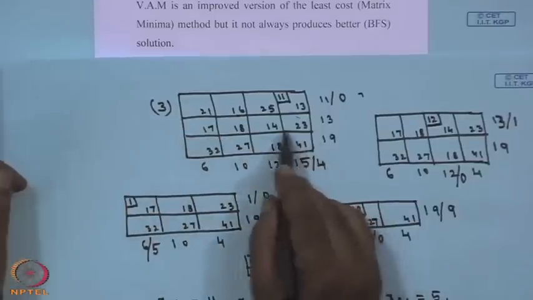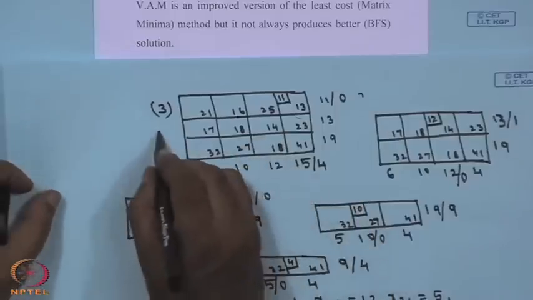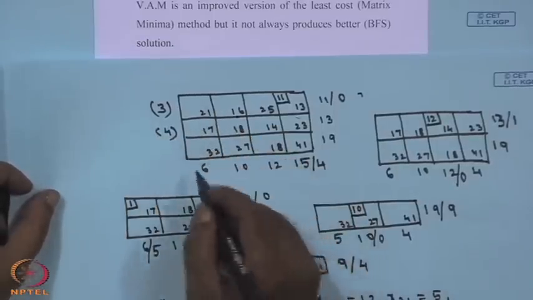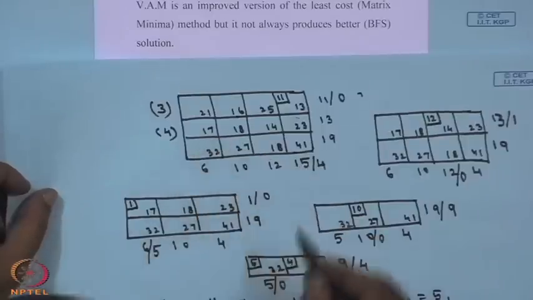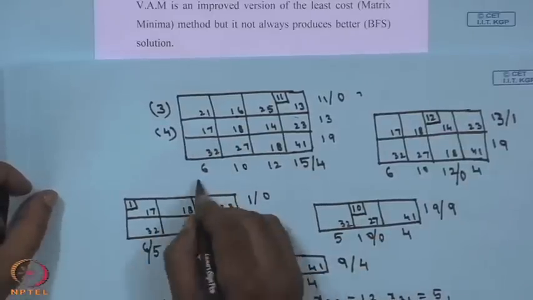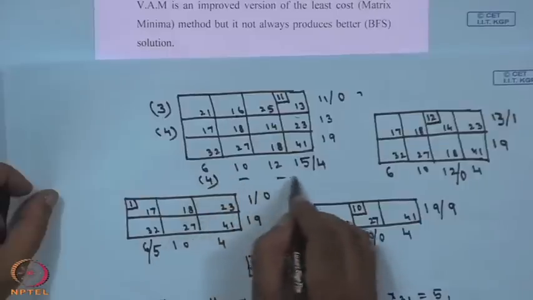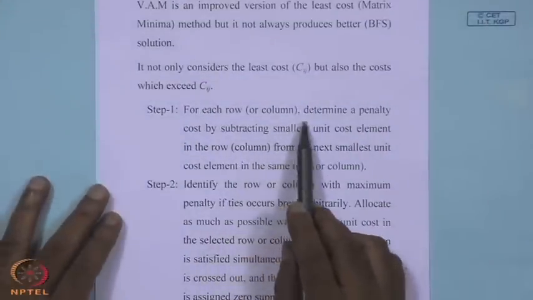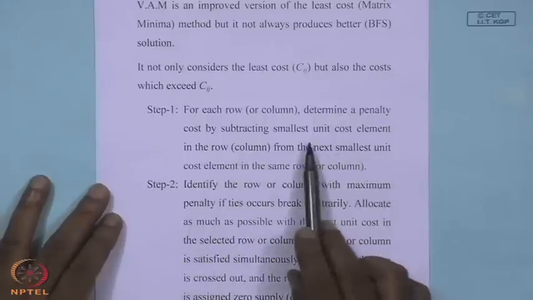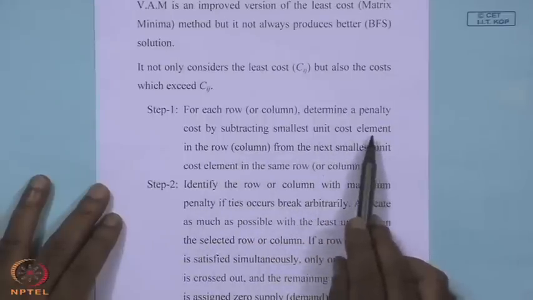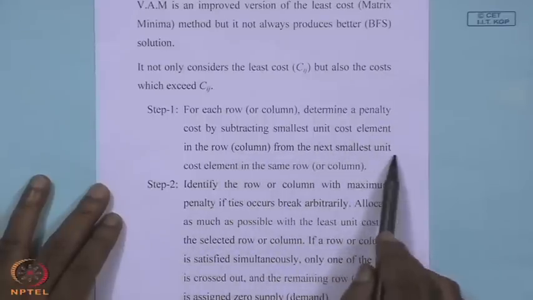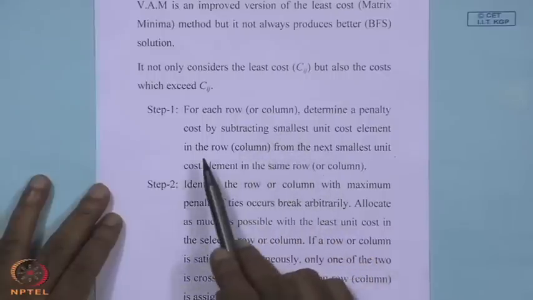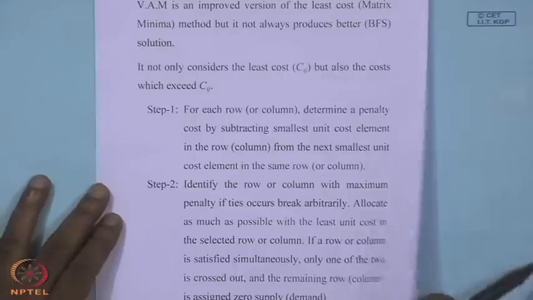Similarly, for the next row you can calculate the difference of these two least costs, which is 4, and in this way for columns also you have to calculate, 17 minus 21, that is, the cost is 4. In this way you are finding out the costs. So, this is the first step. For each row, determine a penalty cost by subtracting the smallest unit cost element in the row or column from the next smallest unit cost. So, I have to do this operation for the rows and for the columns also.